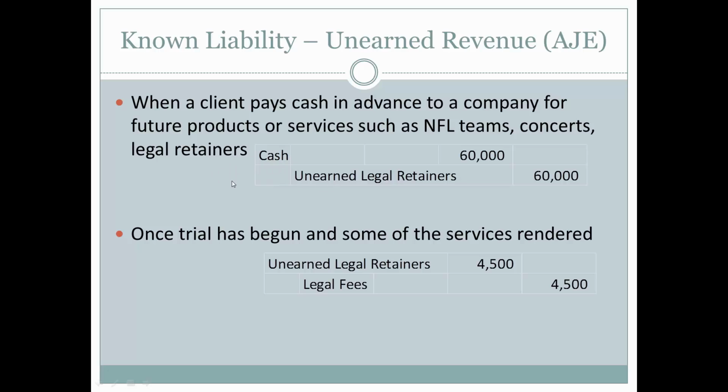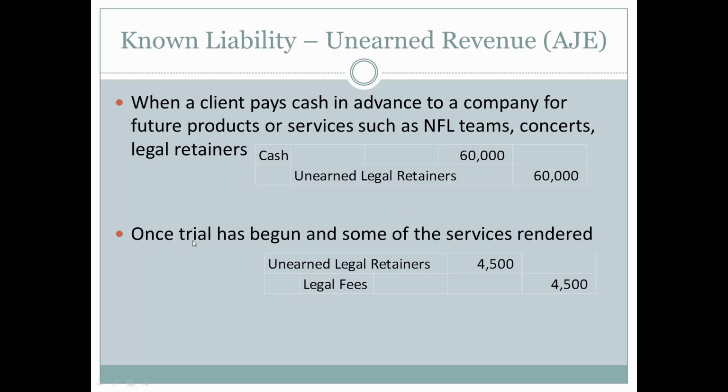So in this instance, I'm going to have an example here of somebody that's going to be paying cash to an attorney in anticipation of a trial. So they pay $60,000 to the attorney. The law firm records unearned legal retainers in the amount of $60,000.